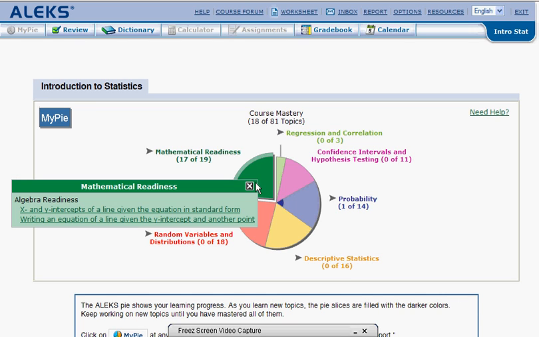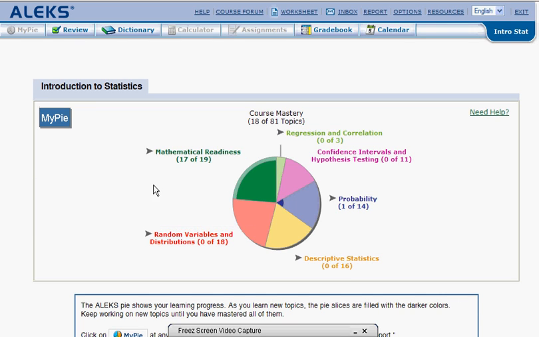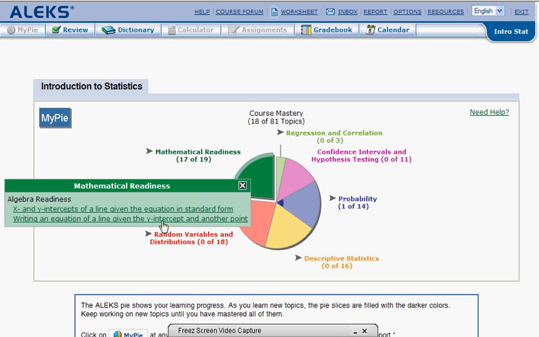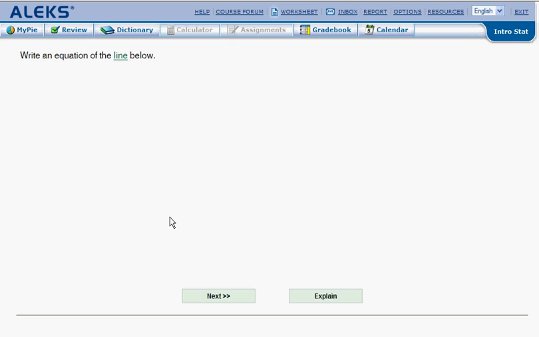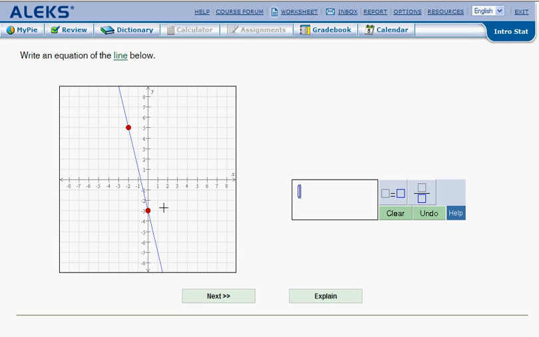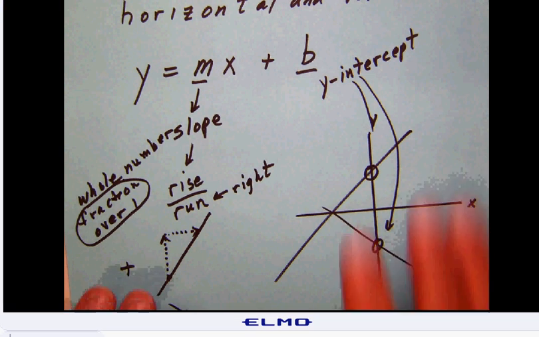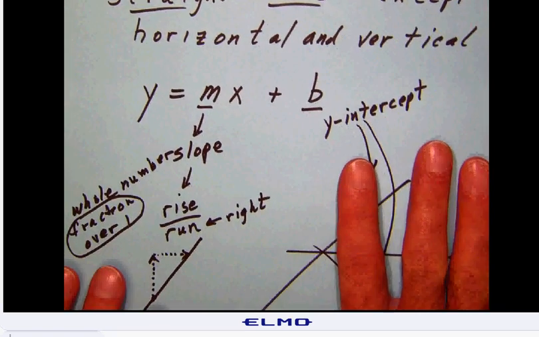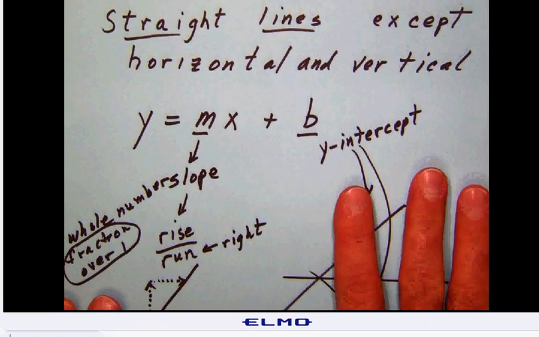Okay, this should be the last skill in the green slice: writing an equation of a line given the y-intercept and another point. So we want to write an equation for the line below, and then they give us this situation that we have here. Let's go back and recall our notes, because the very same notes that we've used some time ago are going to be very helpful here.